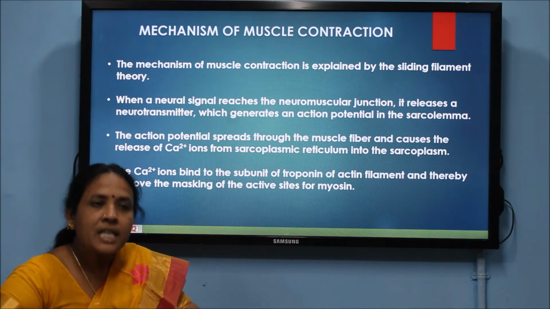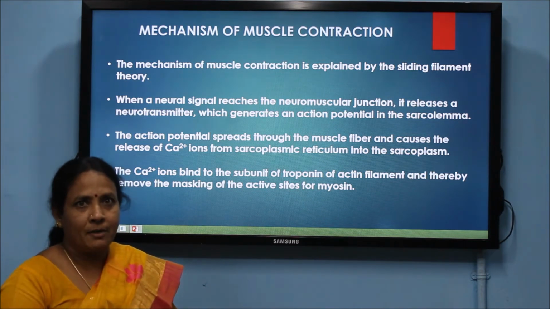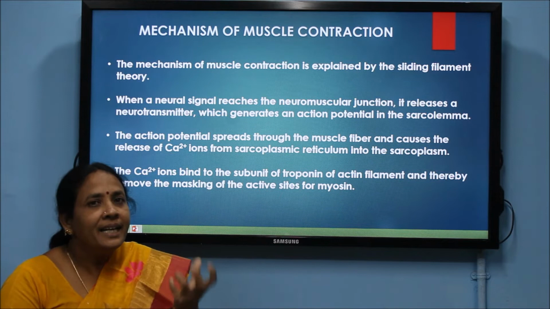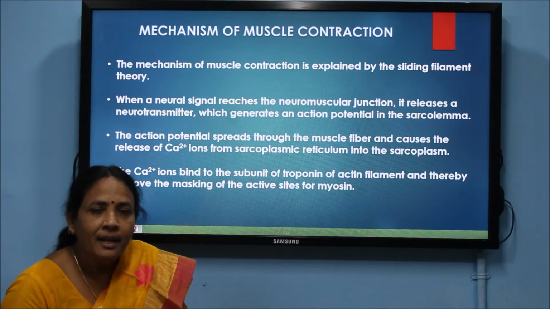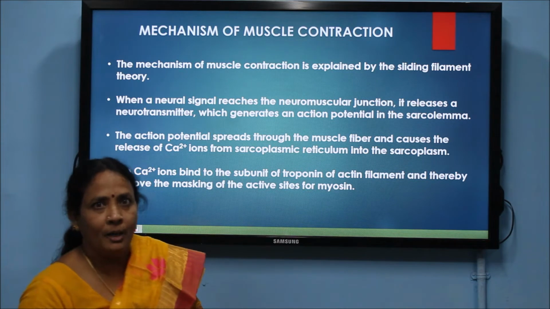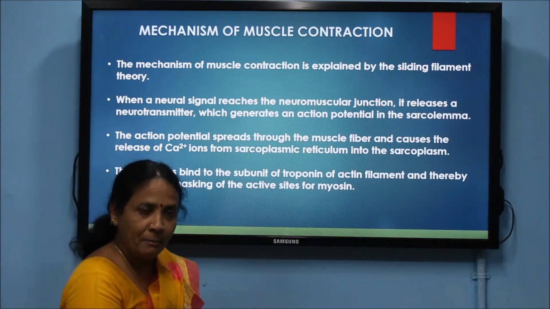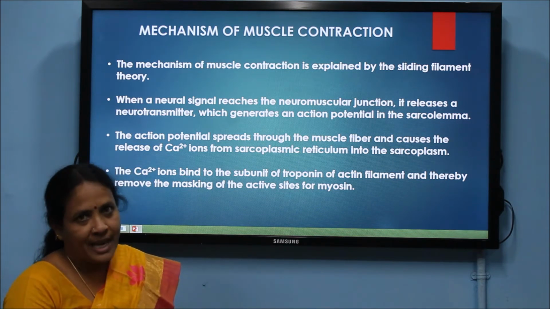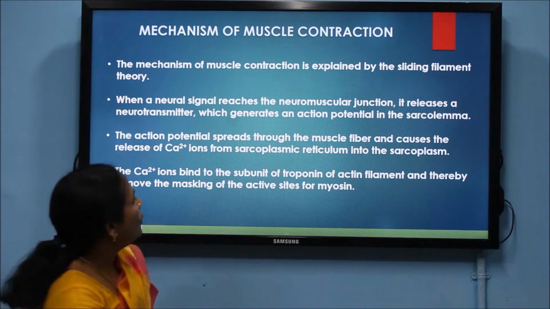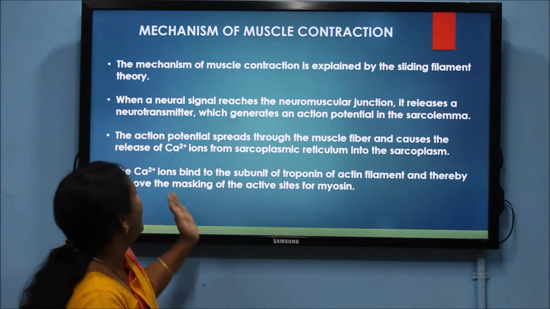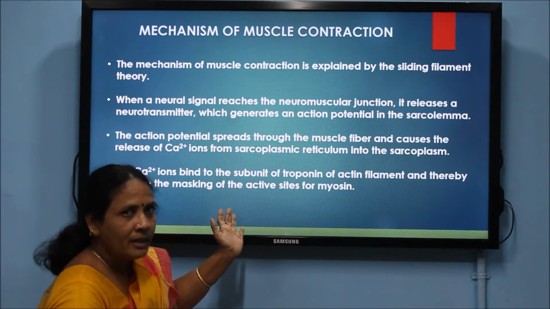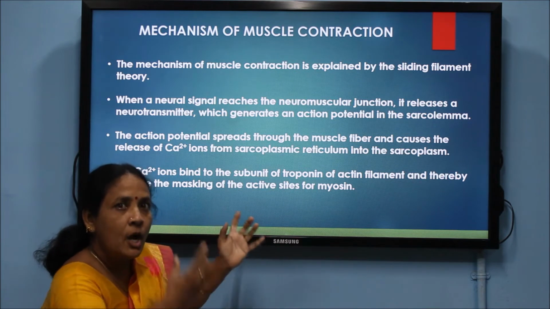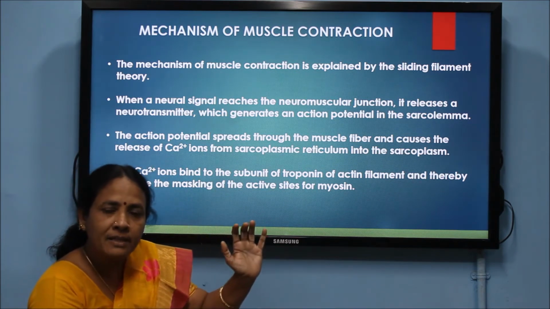So this impulse spreads in the sarcoplasm of the muscle, and inside that sarcoplasm, what is located? The sarcoplasmic reticulum. It is triggered by this impulse and starts to release the calcium ions. What happens now to this calcium ion? It comes out of the sarcoplasmic reticulum, goes and binds to the troponin.